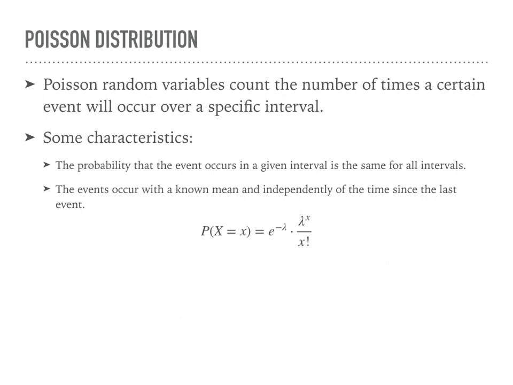The formula for the probability that X equals x is e to the negative lambda times lambda raised to the x divided by x factorial. Lambda is the mean of the event. E is the mathematical number e, which can be found on your calculator.